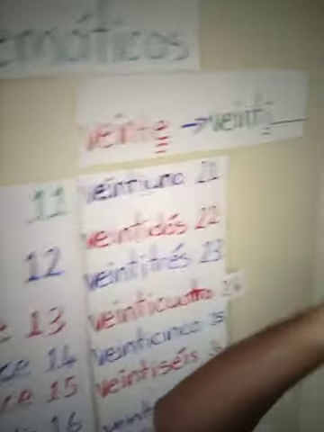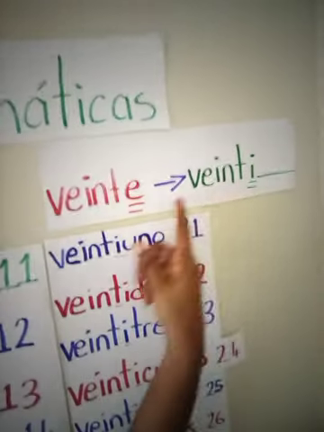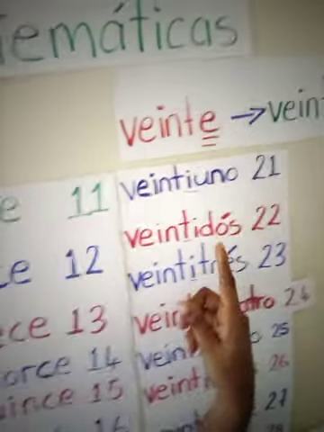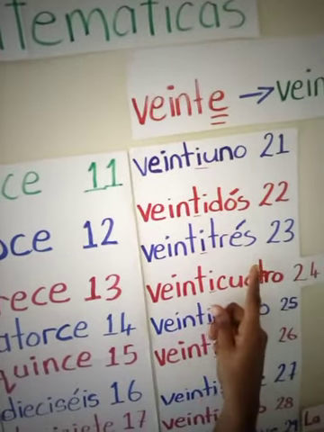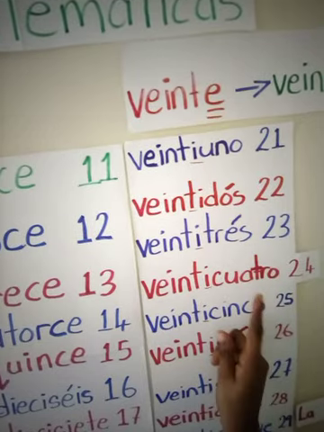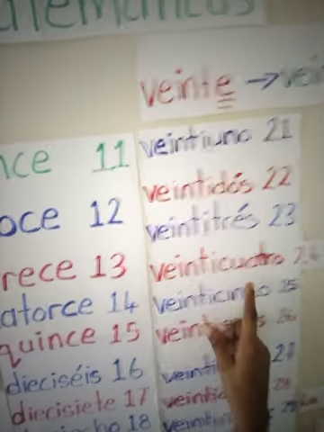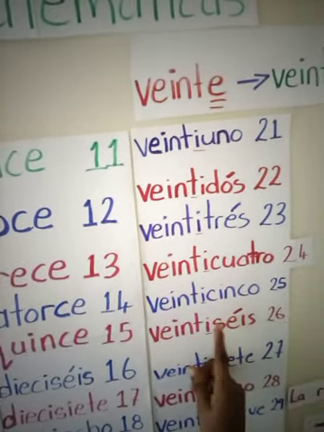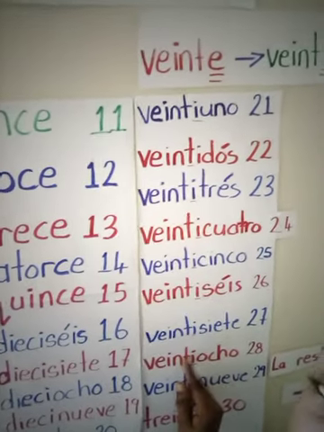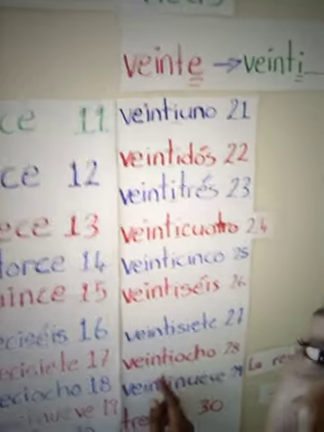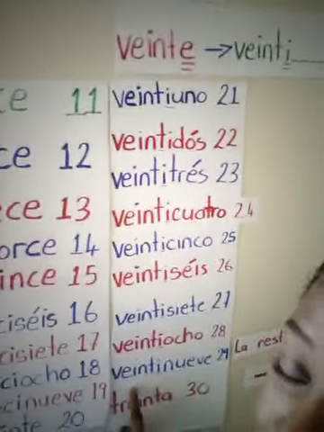And remember now we said for numbers 21 to 29, these are formed a little bit different from just the word 20 here. So we're going to change the E. The E becomes the letter I. So we say 21, 22, 23, 24, 25, 26, 27, 28, 29, and 30 for 30.